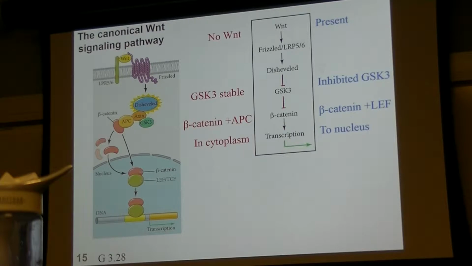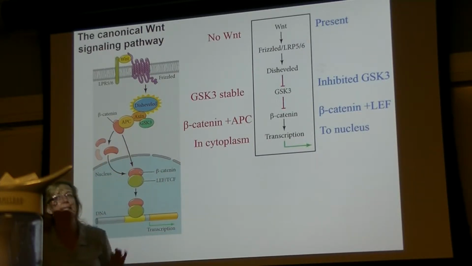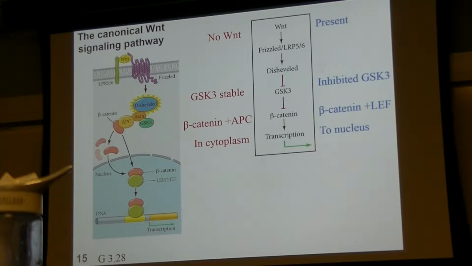And either one of two things would happen. If no Wnt comes along, then this GSK3 protein here in the complex will stay stable, and it will take beta-catenin over to this ubiquitin complex, which will degrade the beta-catenin. So beta-catenin will remain in the cytoplasm and eventually be degraded.